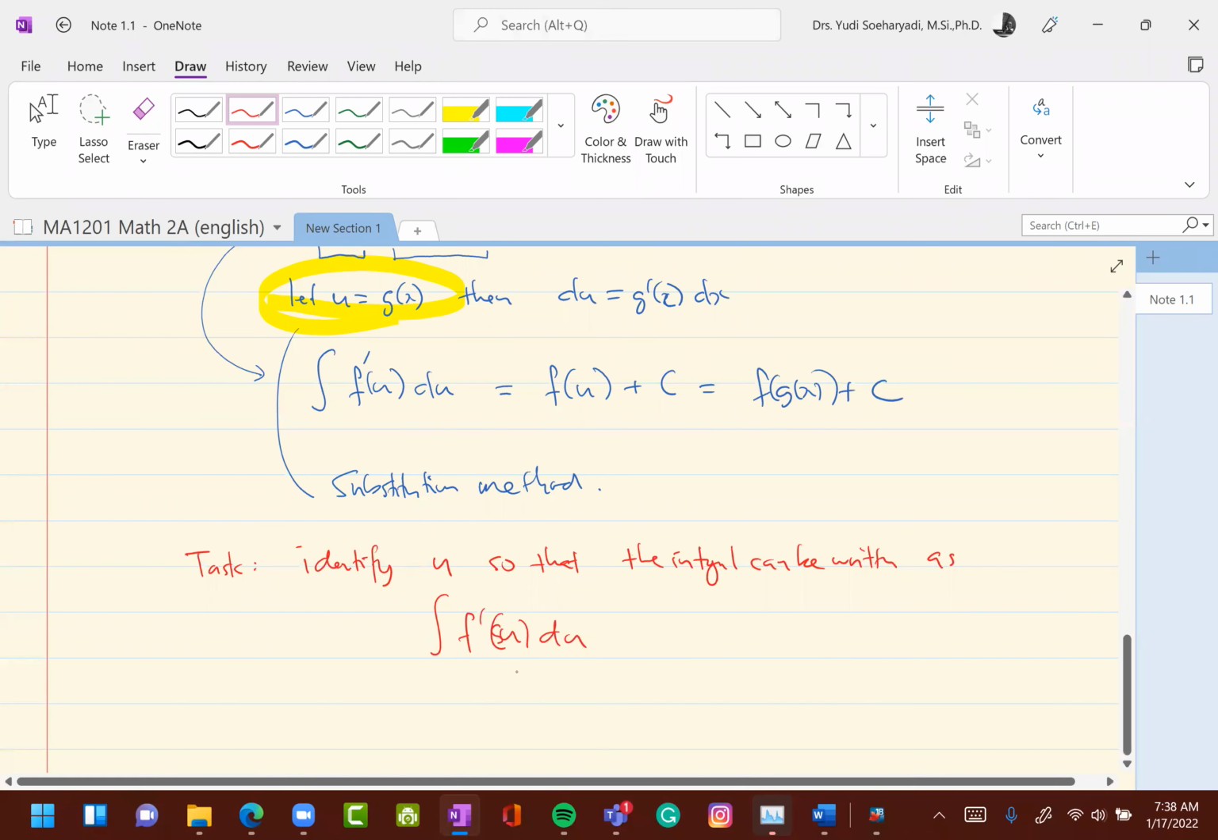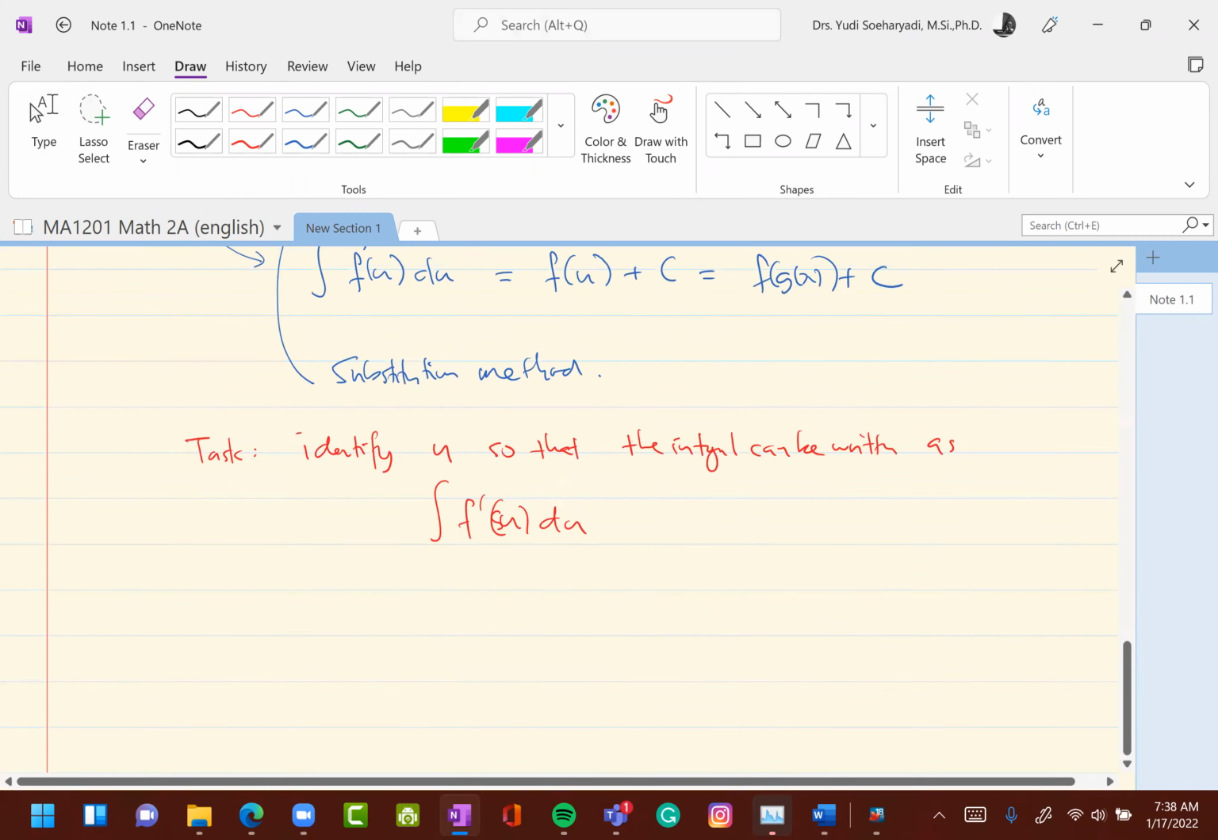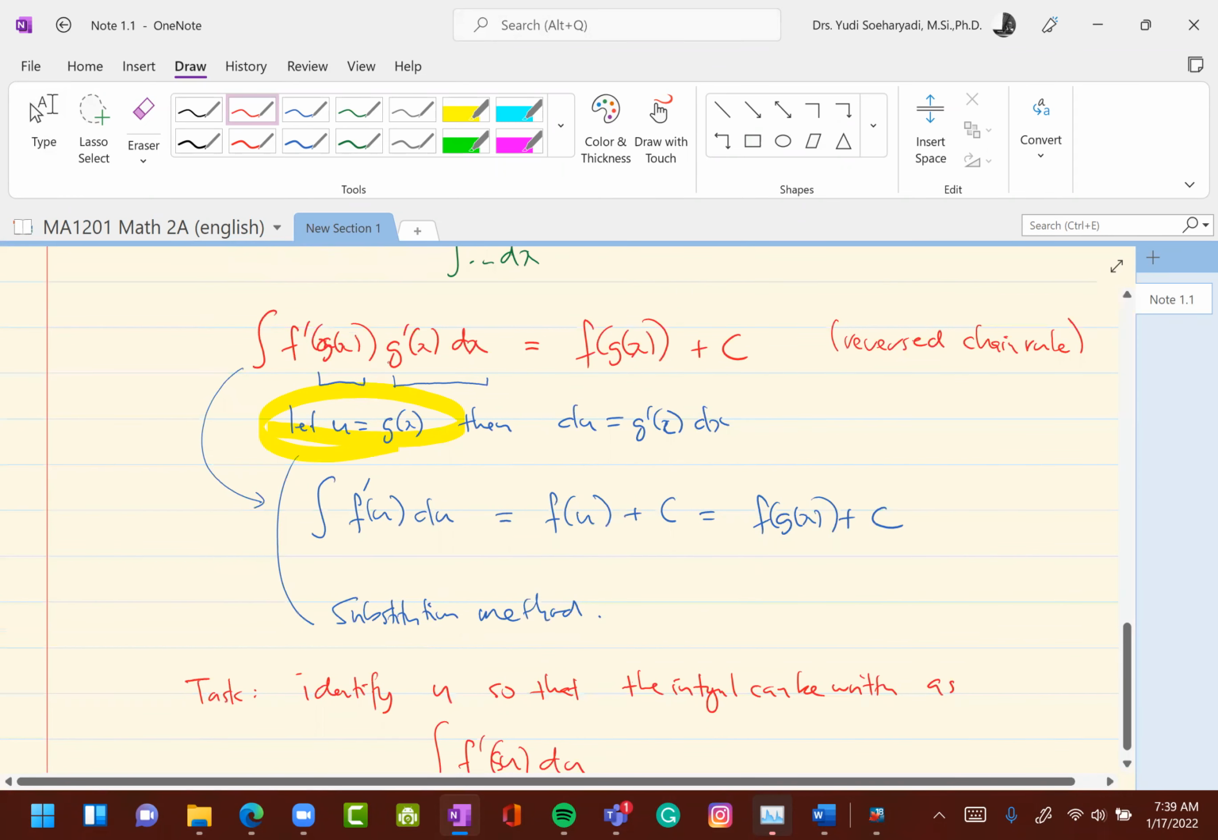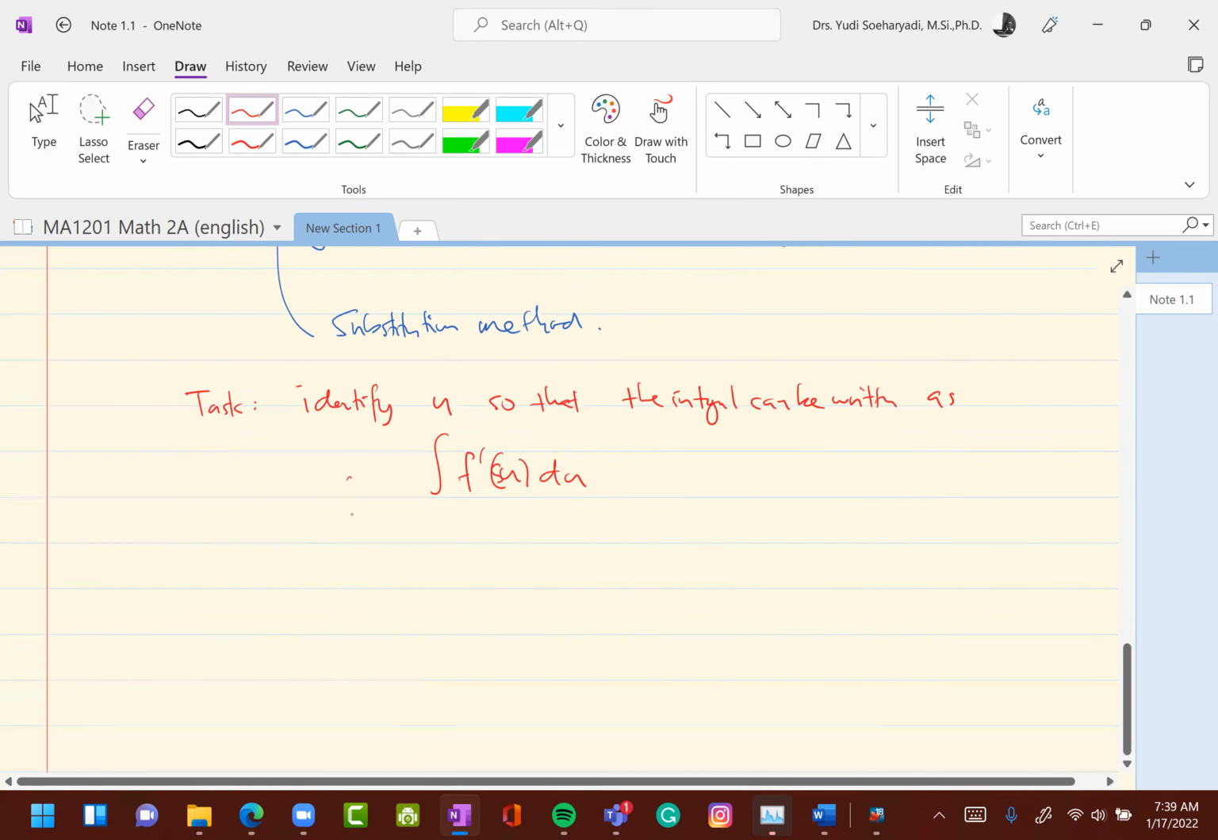All right, so this is the problem. The key here is you need to find u so that the derivative is also in the integral. Okay, here. So that u prime is part of the integral.